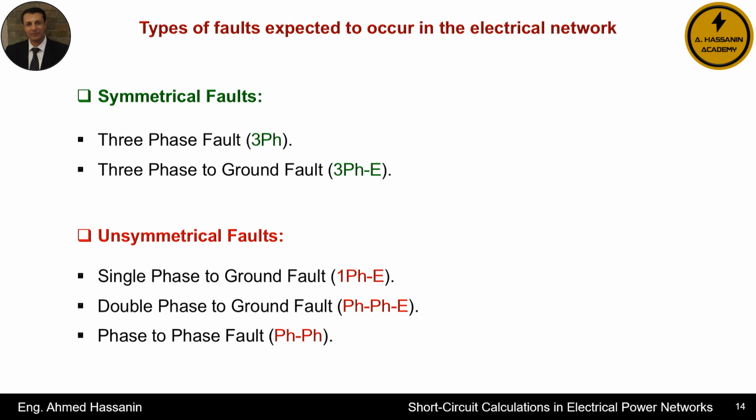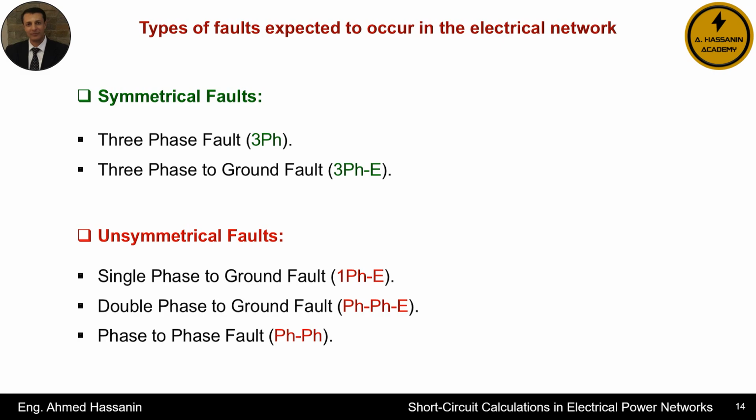As for symmetrical faults, they are defined as faults in which the current and voltage values in all three phases R, S, T are equal. They also refer to faults occurring between the three phases R, S, T, whether involving the ground or not. Thus, symmetrical faults consist of two types of faults. First, three-phase fault, which refers to faults or contacts between the three phases R, S, T. Second, three-phase to ground fault, three-phase to earth, which refers to faults or contacts between the three phases R, S, T with the presence of ground, earth.